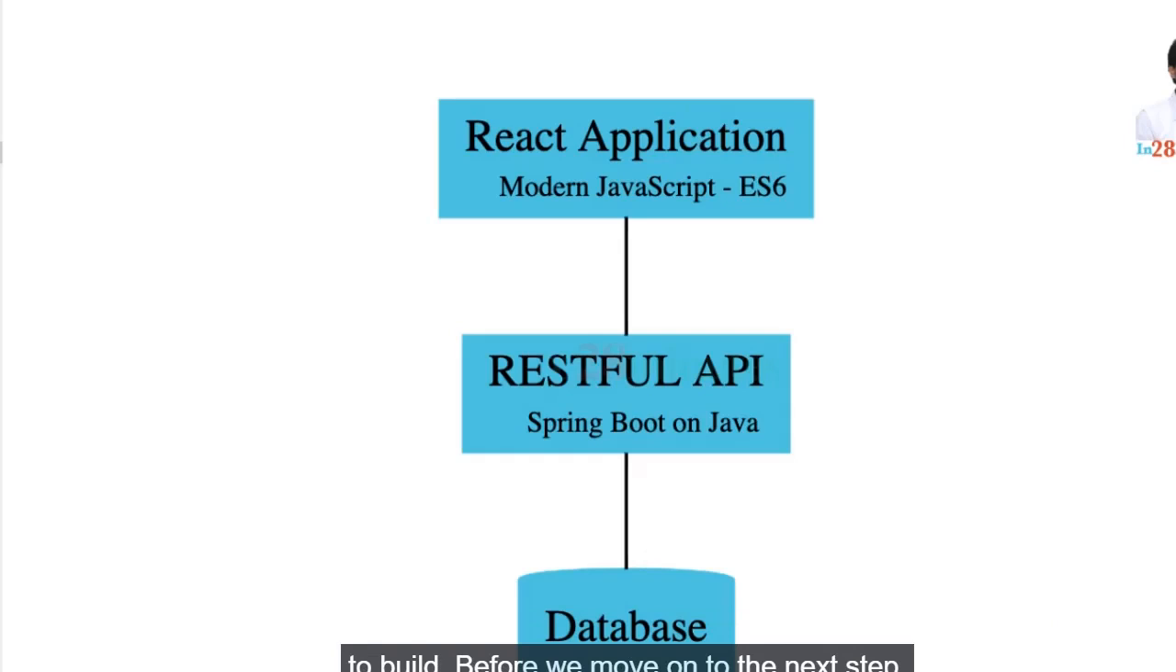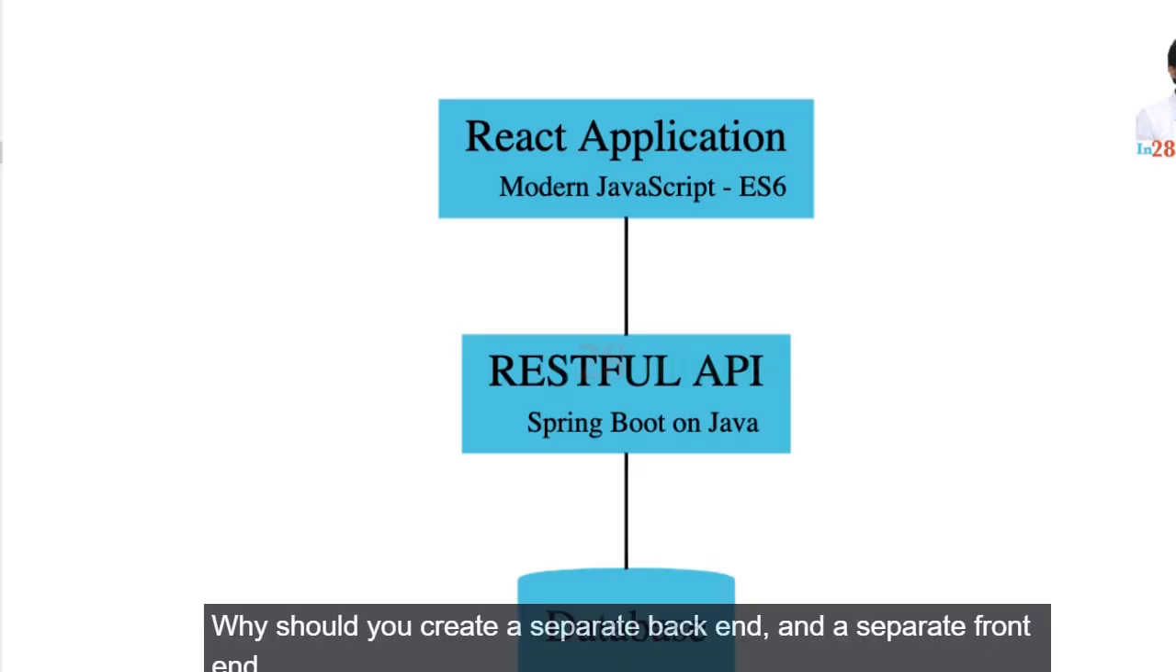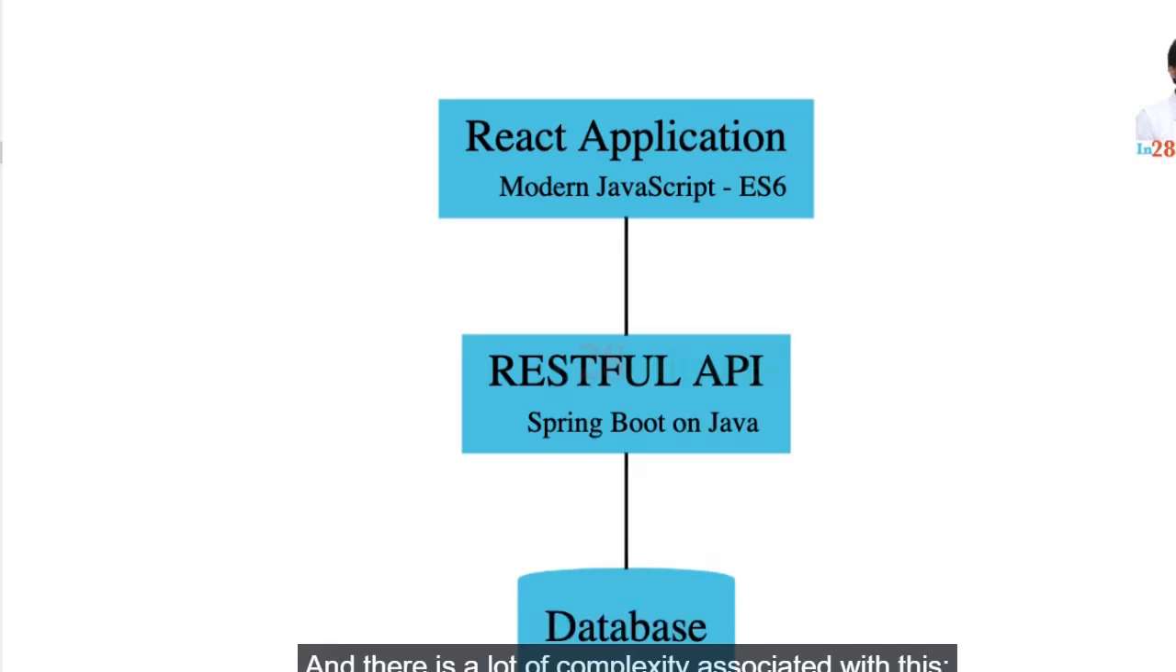Before we move on to the next step, let's discuss an important question. We are talking about building full stack applications. Why should you really build a full stack application? Why should you create a separate backend and a separate front end? There's a lot of complexity associated with this. You need multiple languages and multiple frameworks like Spring Boot and React. You need to learn all of that. Why should you really do that?